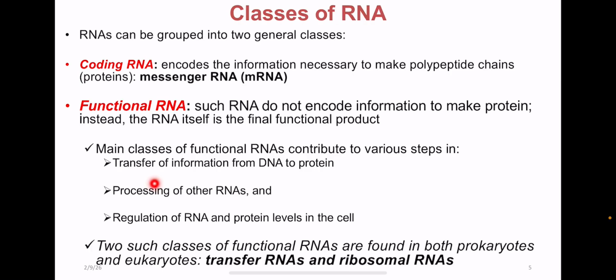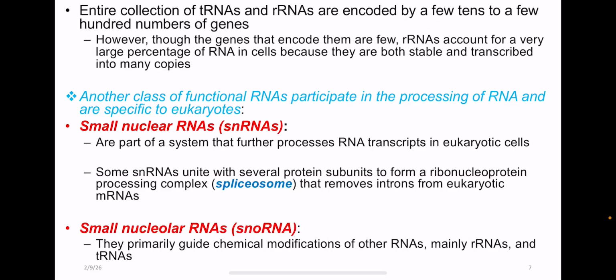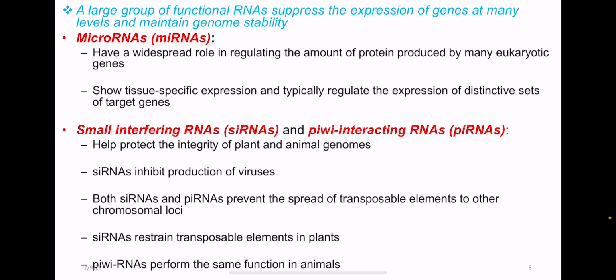There are other functional RNAs as well, and those play a role in the processing of other RNAs, the snRNAs and snoRNAs. Some also regulate RNA and protein levels in the cells, like microRNAs, piRNAs and siRNAs. We will look at them as well. I'm sure you know about mRNA, tRNA and rRNA, so let's look at the other functional RNAs, those that participate in the processing of RNA and are specific to eukaryotes. Small nuclear RNAs, snRNAs.